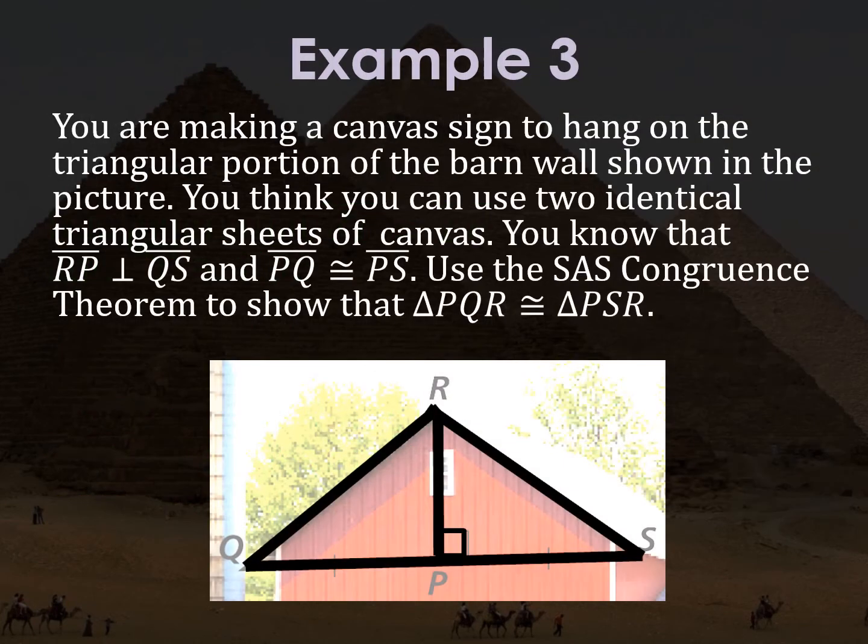Let's end with this proof. You are making a canvas sign to hang on the triangular portion of the barn wall shown in the picture. You think you can use two identical triangular sheets of canvas. You know that RP is perpendicular to QS and that PQ is congruent to PS. Use the SAS congruence theorem to show that triangles PQR and PSR are congruent. So we're given PQ is congruent to PS, and you're given that RP is perpendicular to QS. So let's see what we can do here.